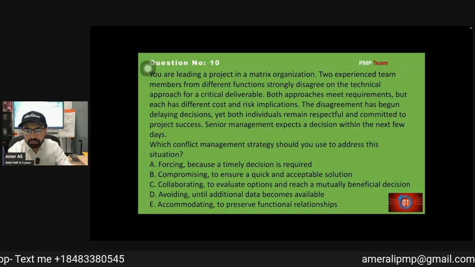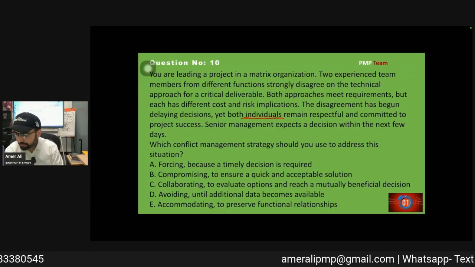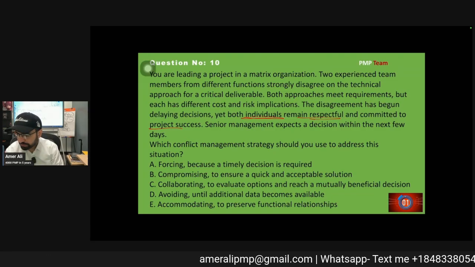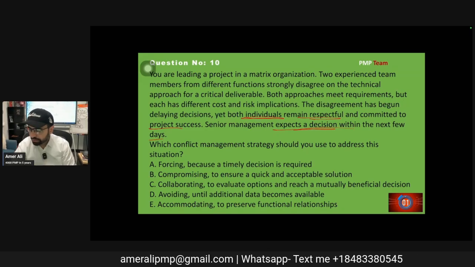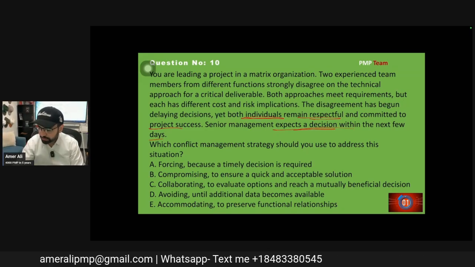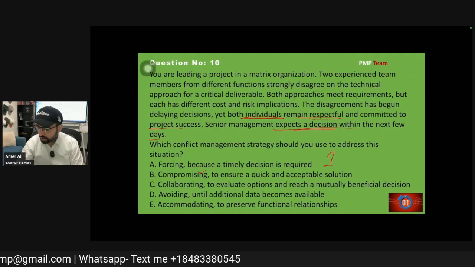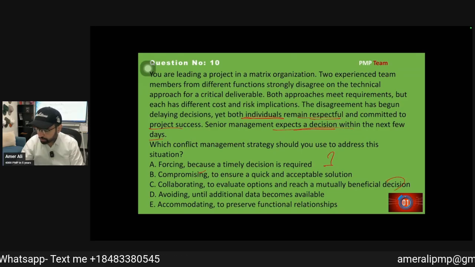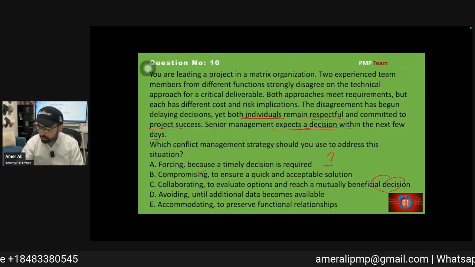Both remain respectful. You see, this is the keyword. They remain respectful and committed to success. Expect a decision within a few days. Which strategy should you use to address this? Forcing, compromising, evaluate options. This is always the best option. So C is the best answer.